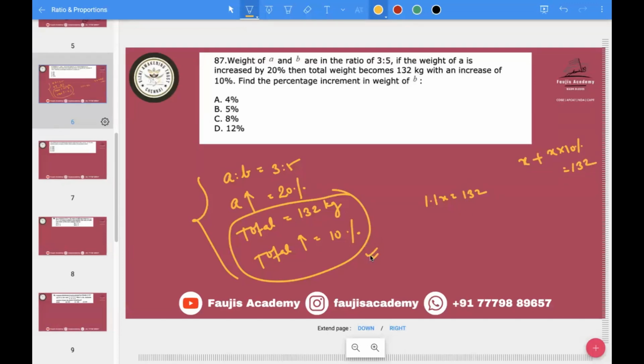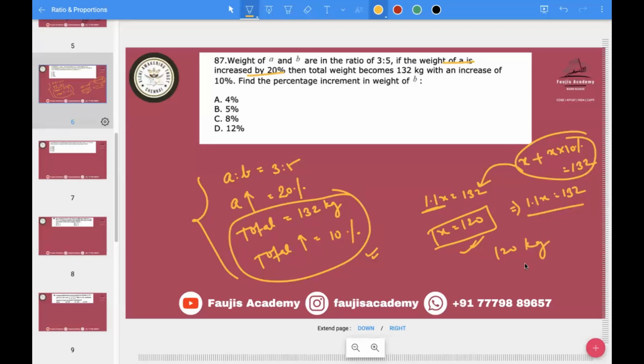Guys, we're just talking about this one, not anything else. So far, are you with me? Yes, sir. So 1.1x is equal to 132. This number is a multiplying factor. If you solve this, you will get the value of 120. That means before the weight of A increased by 20%, the total weight was 120 kg.